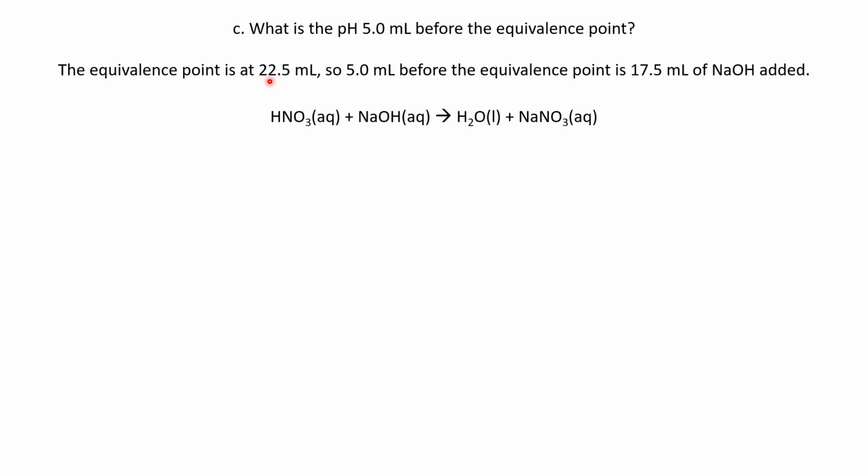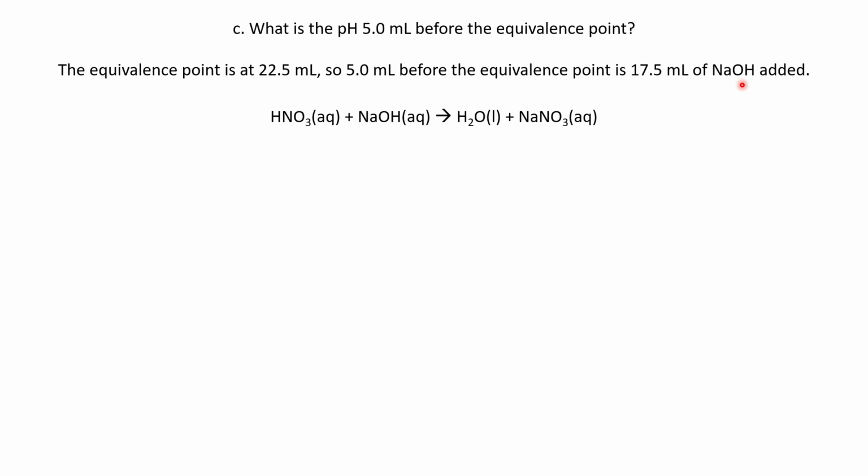So the equivalence point was at 22.5 milliliters. Again, that's what we calculated in part A. So 5 milliliters before the equivalence point is going to be 17.5 milliliters. Remember, we've added sodium hydroxide. So we've added 17.5 milliliters of sodium hydroxide to our initial acid.